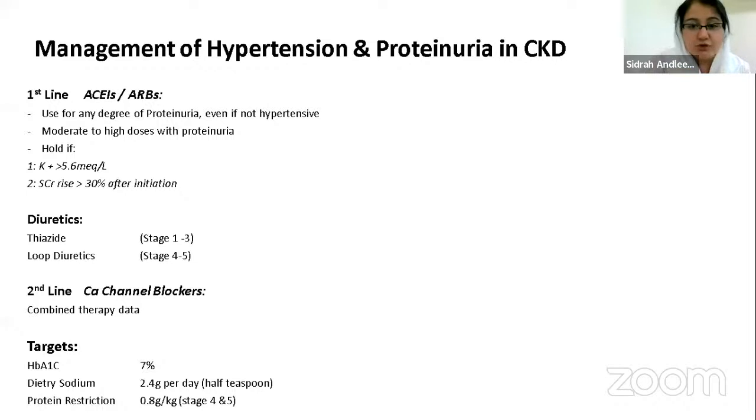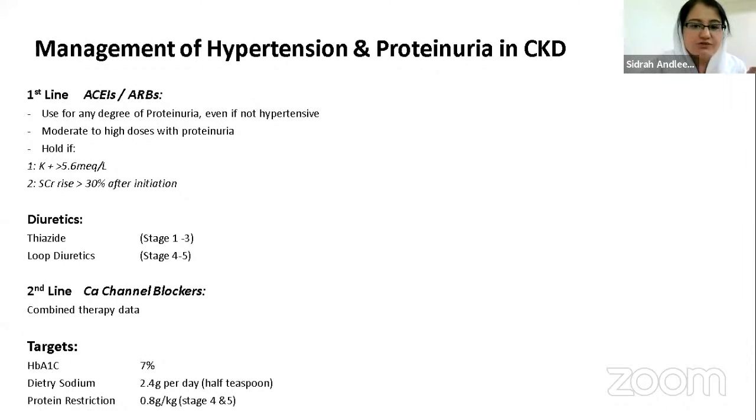This usually happens, but this should not stop us from prescribing them unless the increase in the serum creatinine is more than 30%. Unless the increase in the serum creatinine is more than 30%, do not stop an ACE inhibitor or an ARB. Or if the serum potassium is more than 5.6, we need to stop it. Unless it's more than 5.6, do not stop it, right? Always try to give ACE and ARB as much as possible.